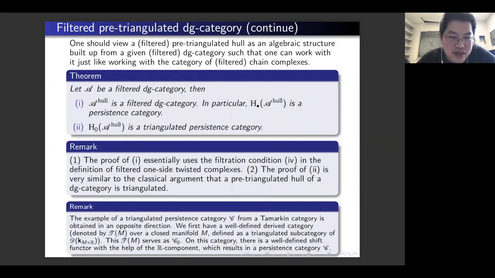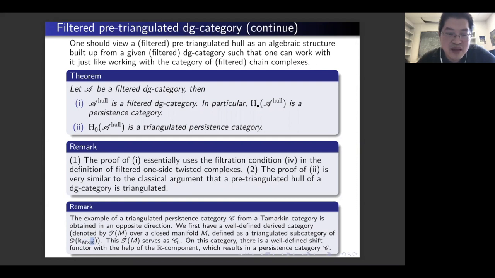Just to read. So an example of the TPC is from the Tamarkin category. First, it's a well-defined derived category, so you can talk about the triangles there. But remember, the Tamarkin category is a category of not manifolds themselves, but manifolds across R. So you automatically have the shift function by playing with this R. So the object itself admits some shift.